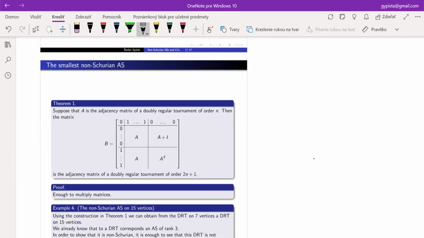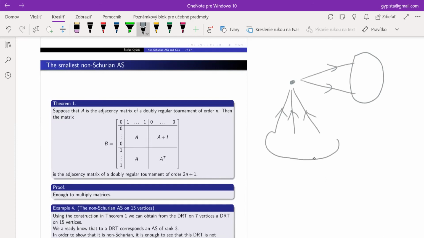So take a vertex. Clearly, it has some out neighbors and some in neighbors. And put here a doubly regular tournament with adjacency matrix A. Here put its transpose.